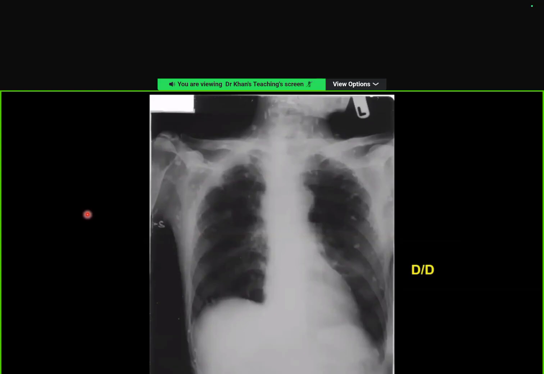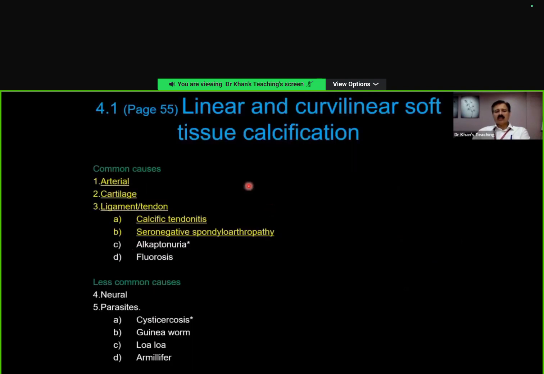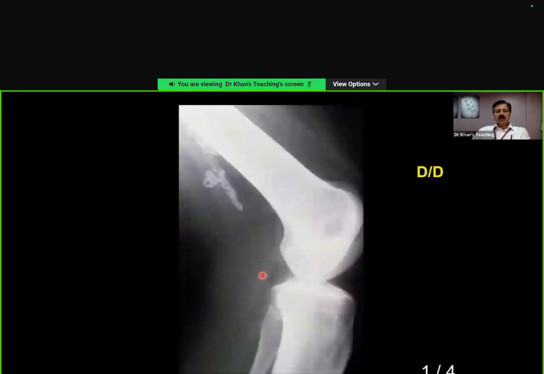What is this? Cysticercosis. Excellent. So this is a case of cysticercosis, which has got multiple of these, and this is the calcification, linear and curvilinear soft tissue calcification, and with that, parasites, cysticercosis. Guinea worm is an exam case, lower, and this one.